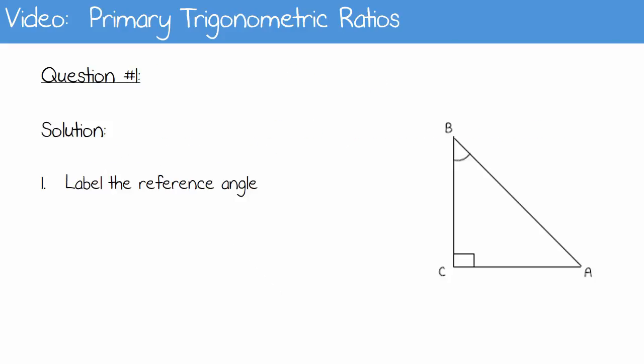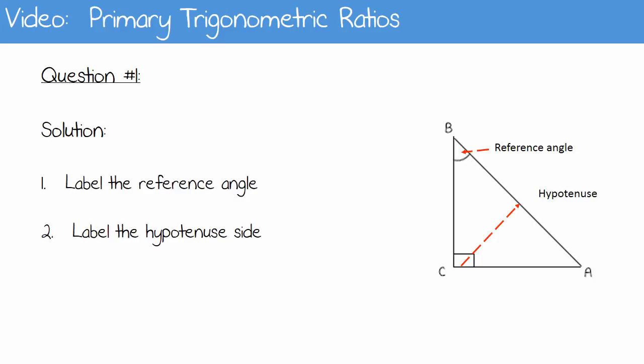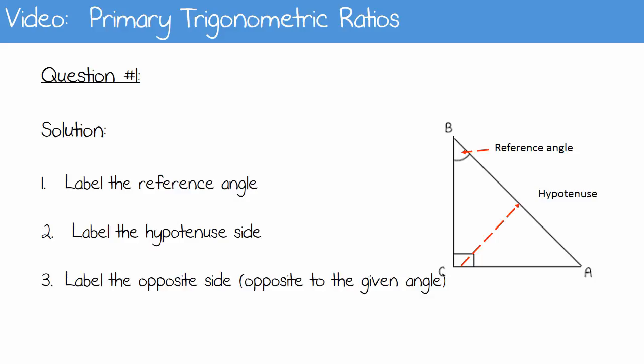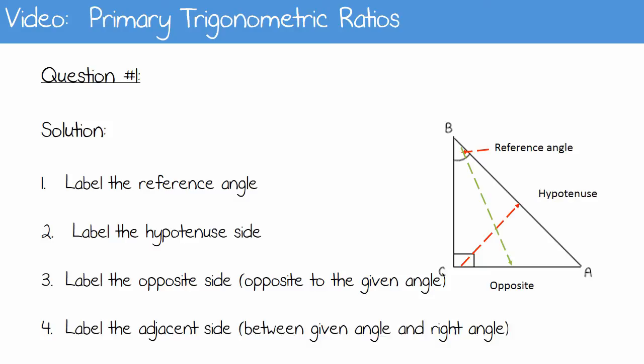Now, the solution. Label the reference angle, which was given as angle B. Label the hypotenuse side, which is across from or opposite from the right angle. Label the opposite side, which is opposite to the given angle. And label the adjacent side, which is the side between the given angle and the right angle.